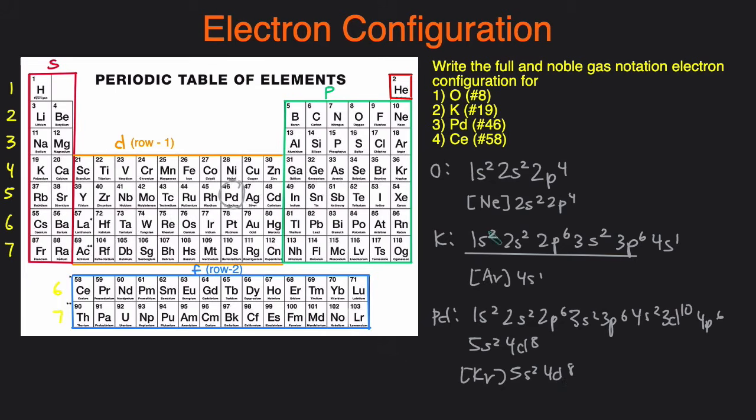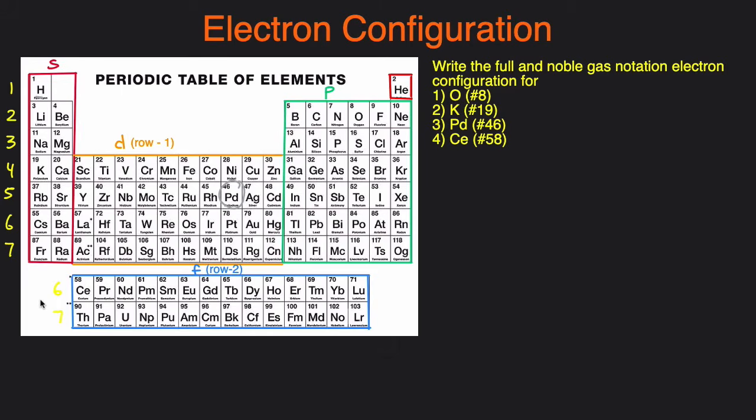All right, last one is Ce, which is all the way down here, and this is going to be a little bit longer. So hang on with me here. A lot of times classes don't ask for the electron configuration for elements in the f block. So if you don't learn that in your class, just skip this part of the video. But if you do need to know how to write electron configuration for elements that are in the f block, then just follow along. So we'll start at hydrogen.